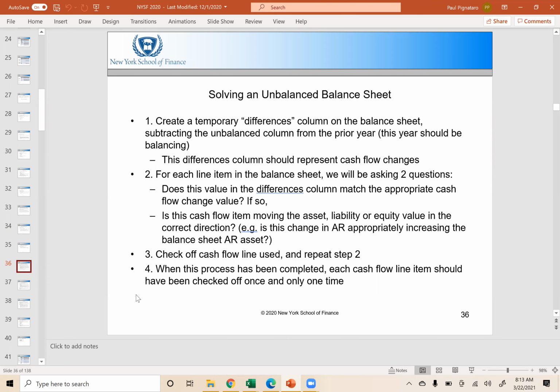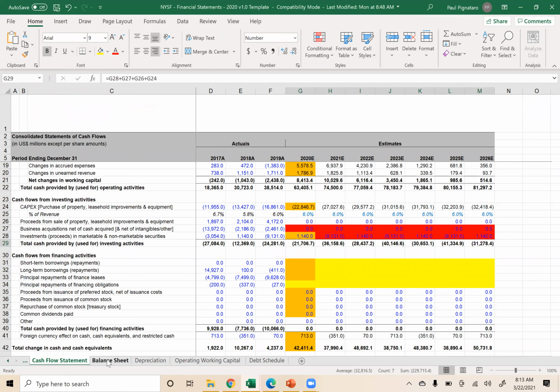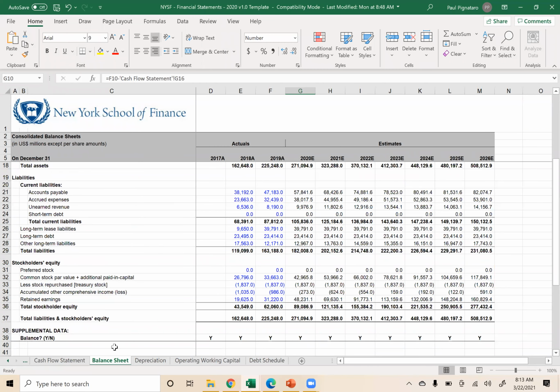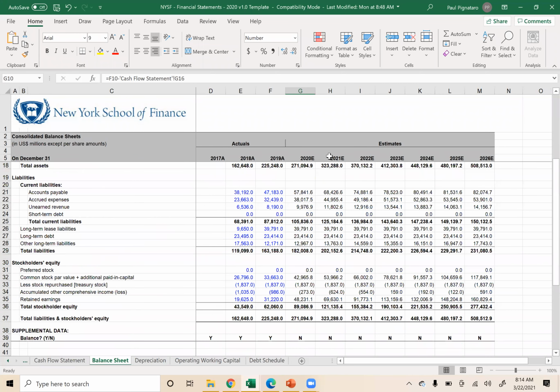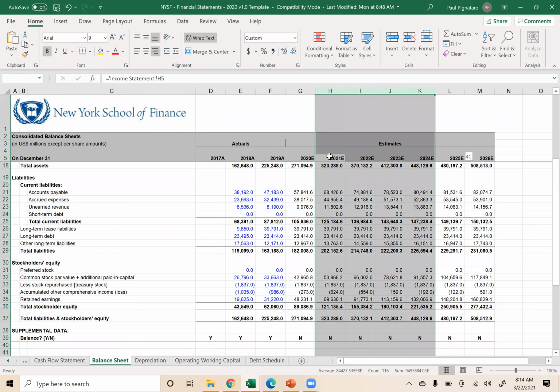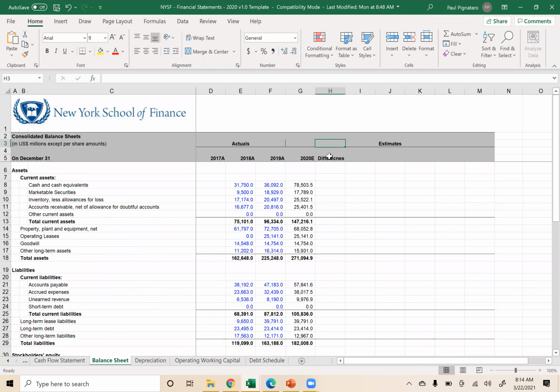And so what I like to do to make sure I can check all this, and to make sure my balance sheet is always in balance, if my balance sheet doesn't balance, is go back to the case. Let's say my balance sheet doesn't balance here. Here we go. Boom. Balance, no. What I usually do is I delete everything here. I'm not going to get distracted. I make a differences column. Okay. And I subtract.